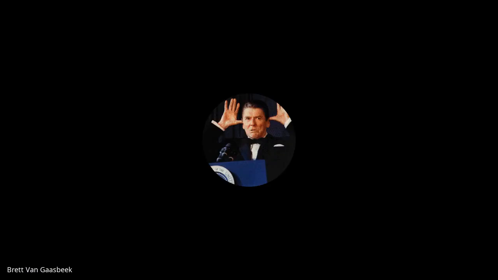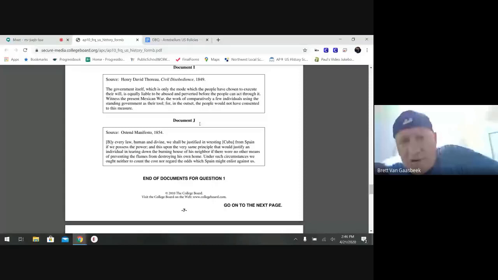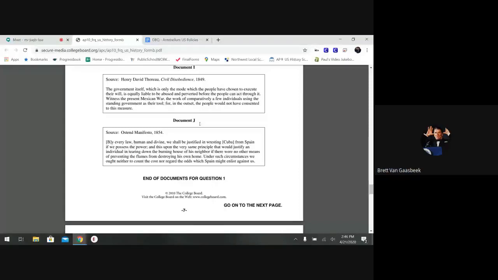The government itself, the only mode which the people have chosen to execute their will, is equally liable to be abused and perverted before the people can act through it. Witness the present Mexican War, the work of comparatively a few individuals using the standing government as their tool, for in the outset the people would not have consented to this measure. Anybody got an idea of what's the right? The government wanted the Mexican War, not the people.